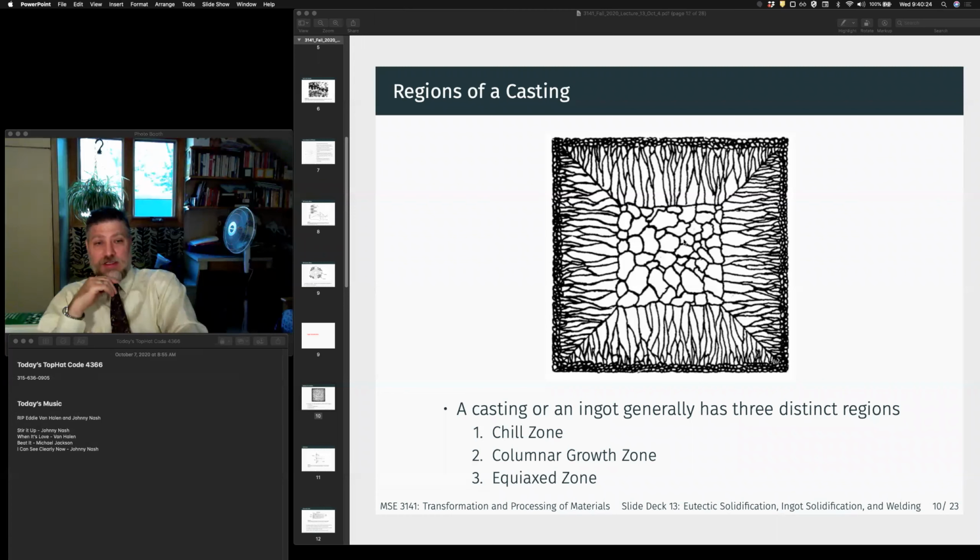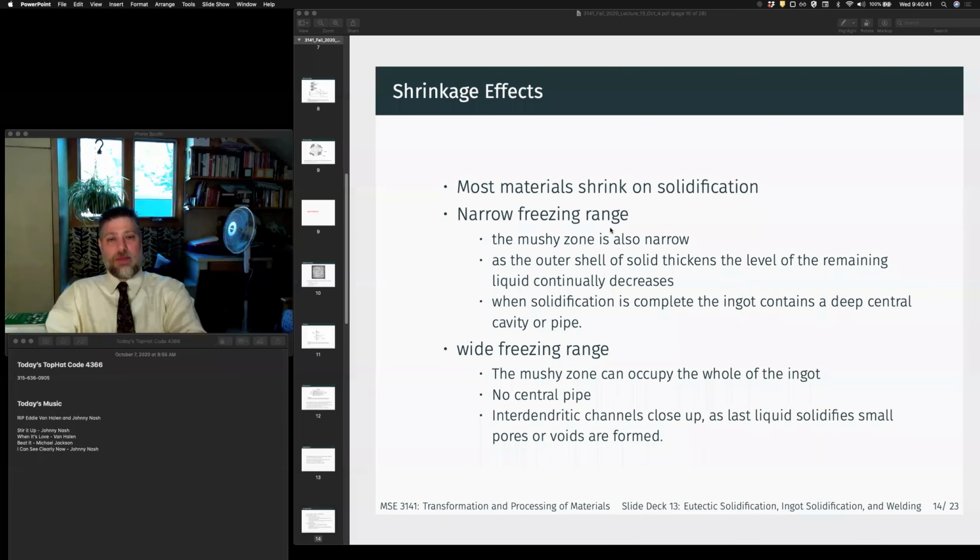Right, so all these orientations are related by a simple twist around the 100 directions for the most part. Okay.